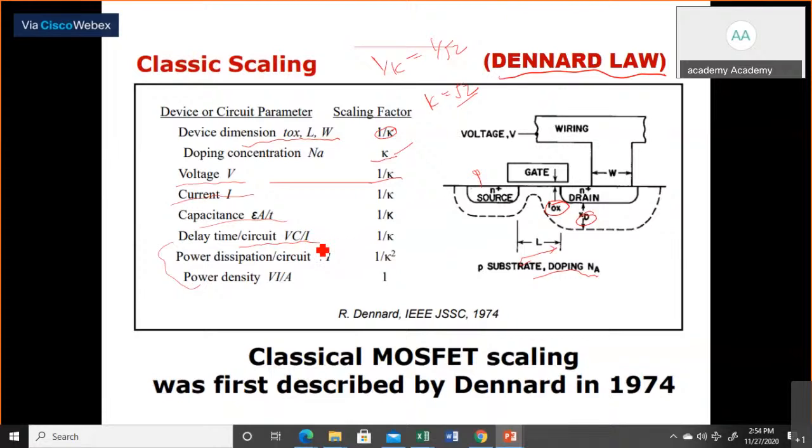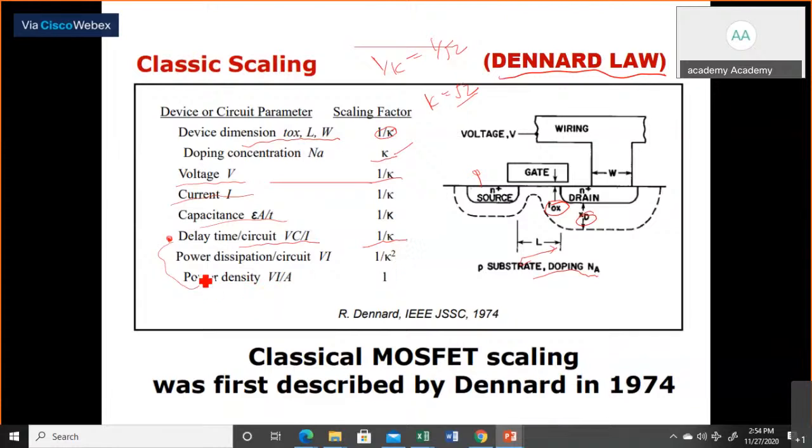So if we are talking about only one transistor, and we reduce the size of the transistor, what will be the change in the delay time of a circuit made from the same transistor? If the delay time will be 1 by k times, how much will it change? It will reduce by root 2 times. This delay will be reduced by 1 by root 2 times. That means we are increasing the performance or speed of operation by root 2 times.